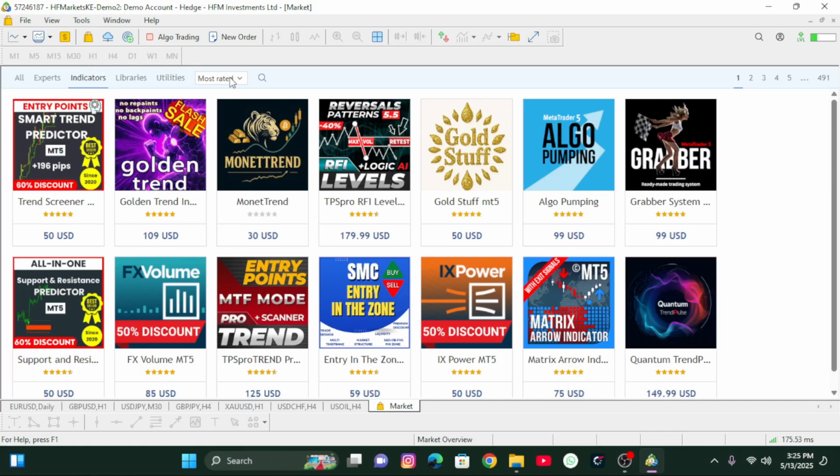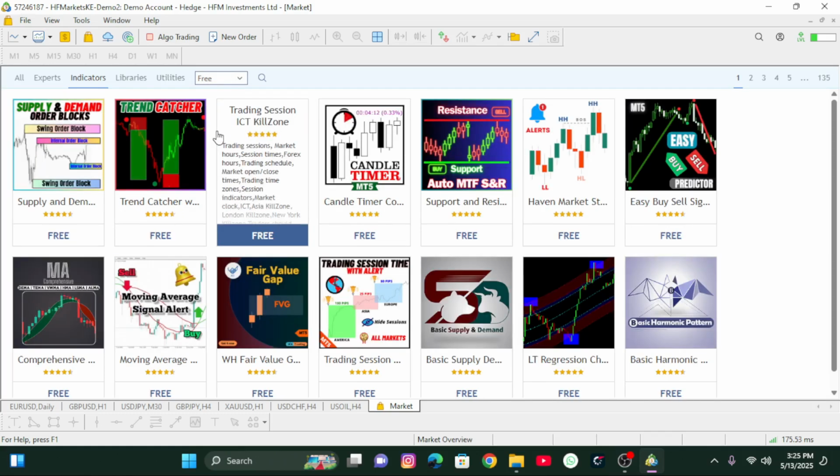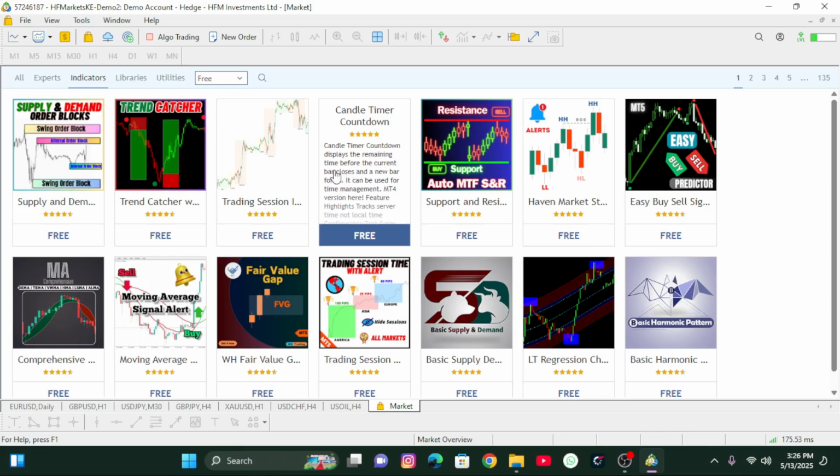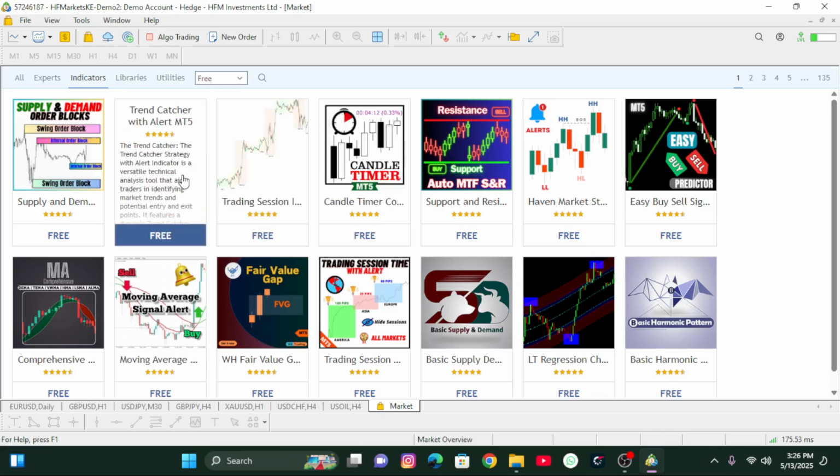On this drop down menu, I'll make sure to have selected free. Now after you have selected the free, there will be a variety of different indicators. The list goes up to 135, as you can see here. So our indicator today is the trend catcher, a trend catcher with an alert.